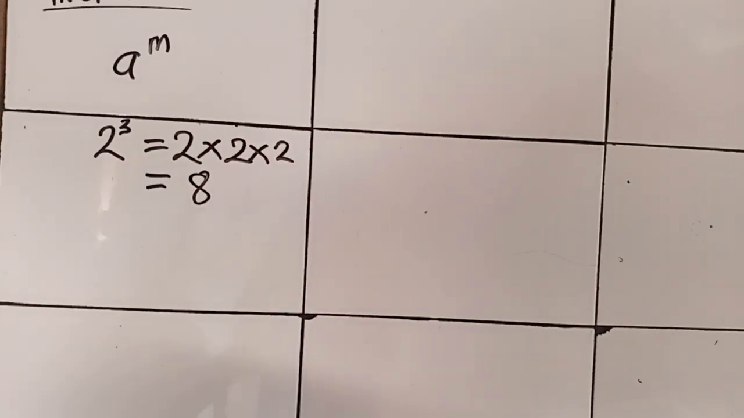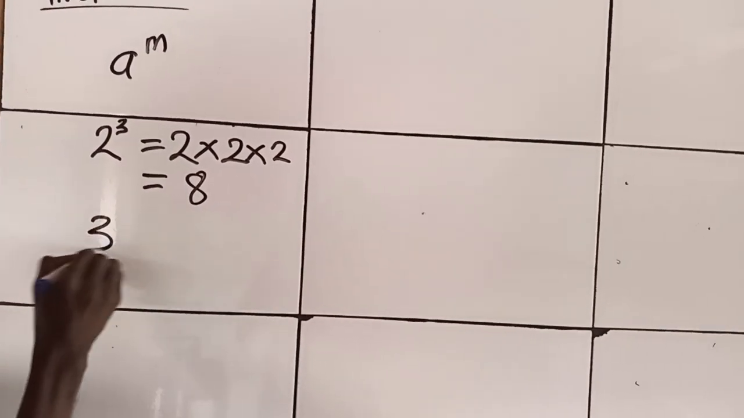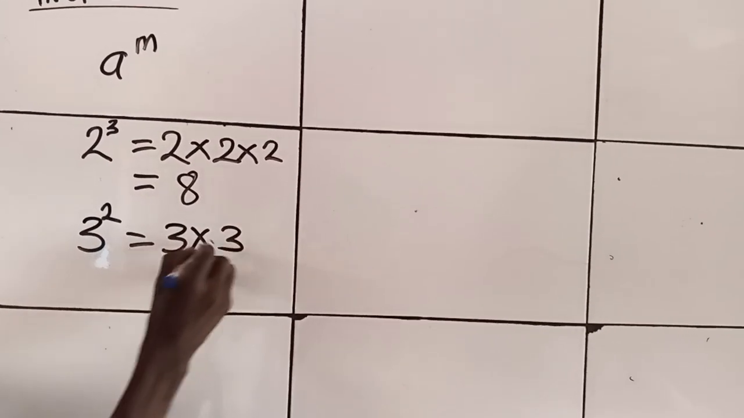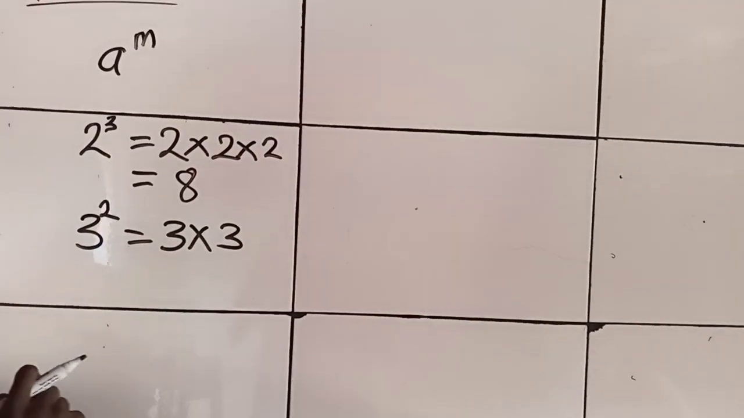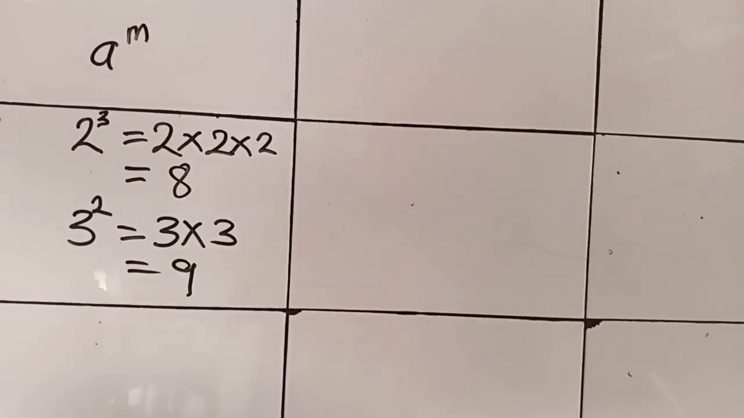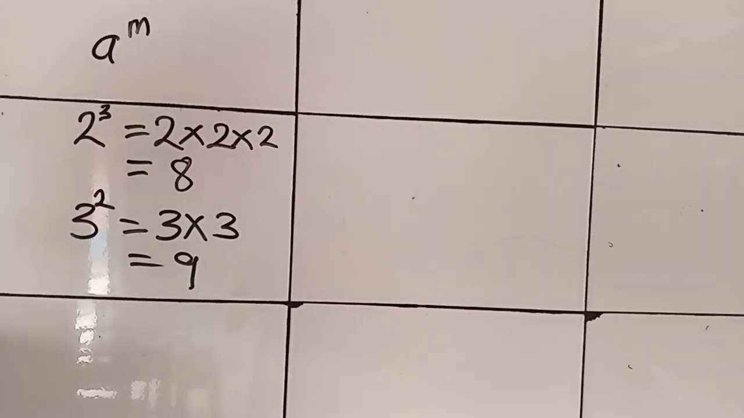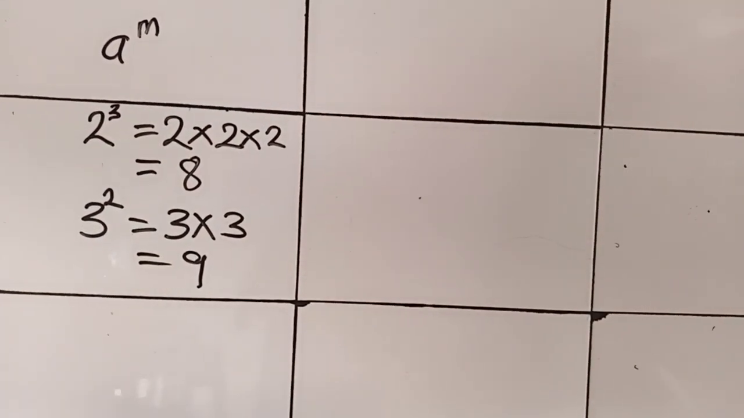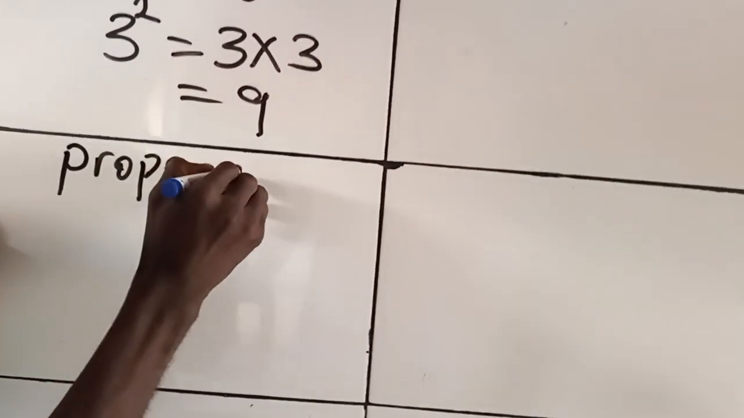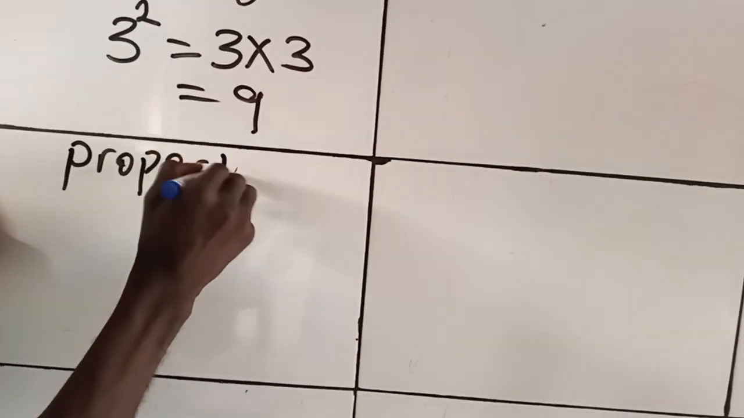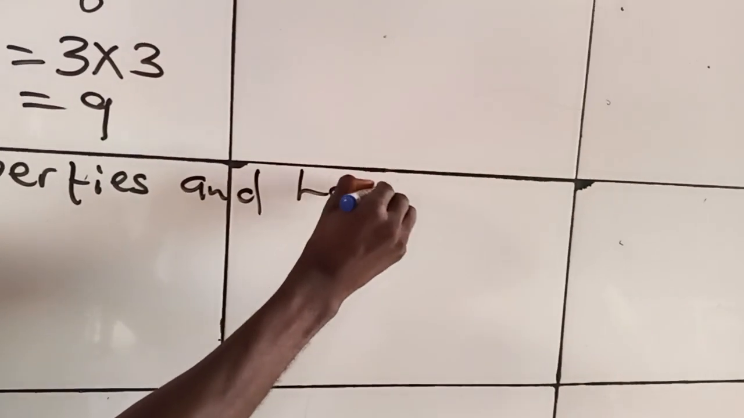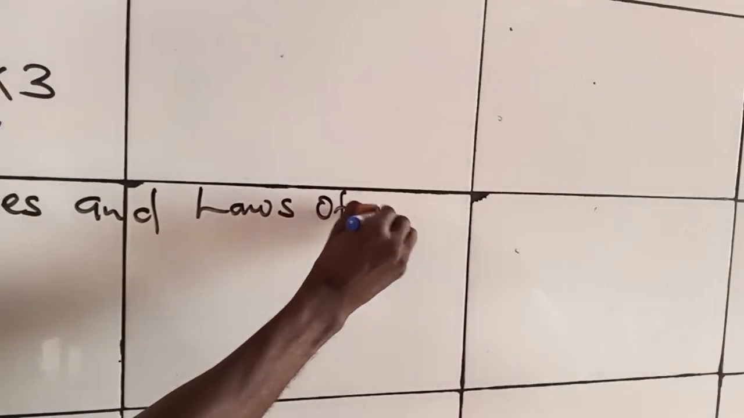Let's say, for instance, we also have 3 raised to the power of 2. What it means is 3 times 3, and 3 times 3 will give you 9. Before we begin to go into deep examples in indices, we need to know the properties and laws of indices.